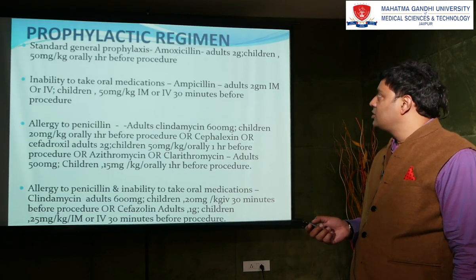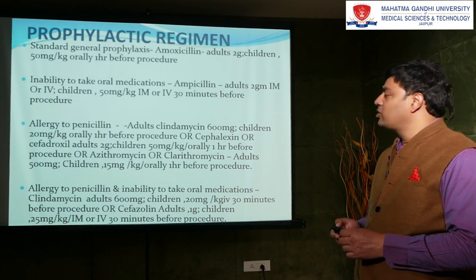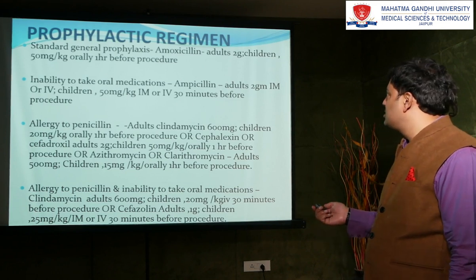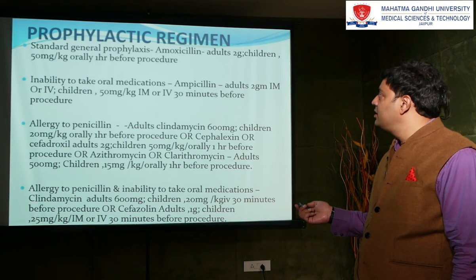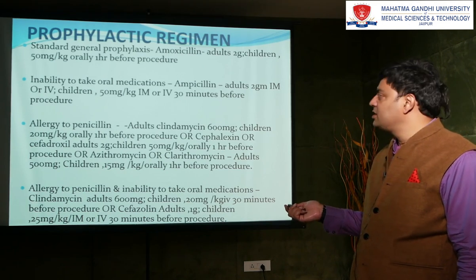So this is about antibiotic prophylaxis, the endocarditis where prophylaxis is recommended, and the procedures which can be performed. So the common prophylactic regimen standard is amoxicillin. Adults 2 grams and children 50 mg per kg orally, 1 hour before the procedure. If you give it IV, then 30 minutes before the procedure.